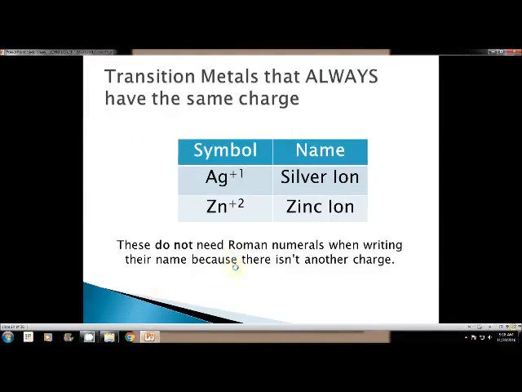There are two in the transition metal group that do not need Roman numerals, and that is silver and zinc. Silver always has a +1, and zinc always has a +2. So because they don't change, just like the columns 1A through 7A, those never change, then we don't have to have Roman numerals. And even though it says silver ion and zinc ion in a name, like if we had AgCl, you would just call it silver chloride. You would not need to put the word ion anymore. So if you don't want to write those down, that's okay.